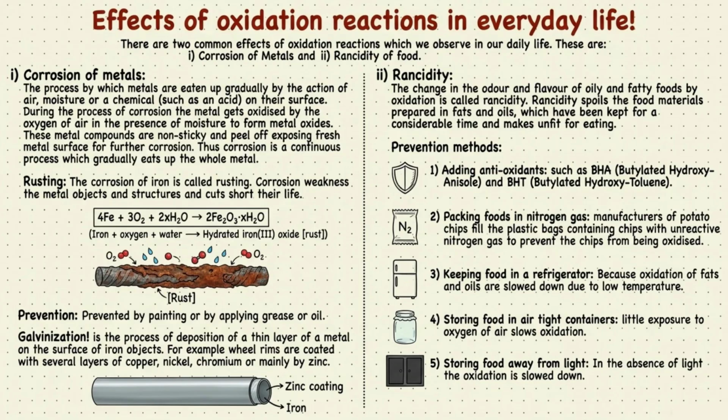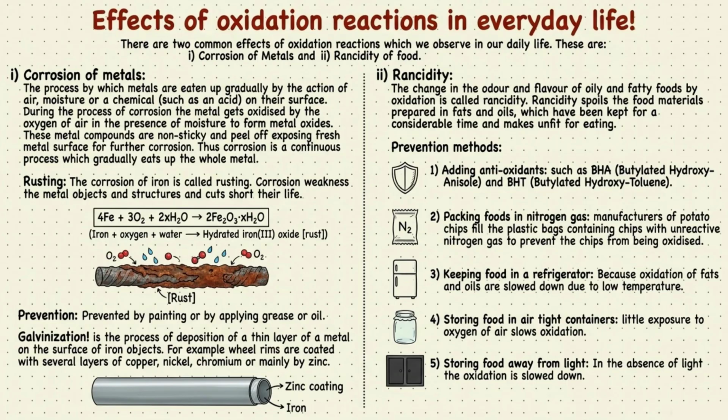Corrosion is the process by which strong metals are eaten up gradually by the action of air, moisture, or chemicals, such as an acid, on their surface. The metal gets oxidized to form metal oxides, which are weak and flaky. They peel off, exposing fresh metal underneath to be eaten away next. The most famous, expensive example in the world is rusting, which is the specific corrosion of iron. It weakens bridges, cars, and gates, cutting their life short.